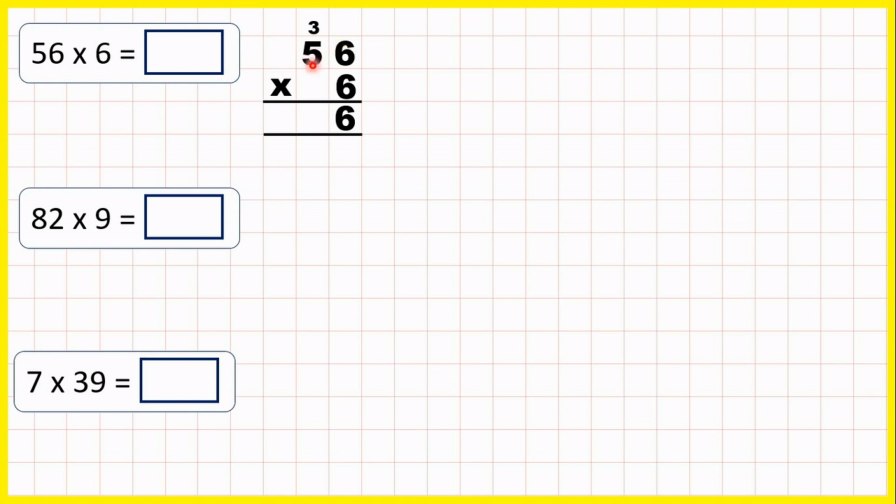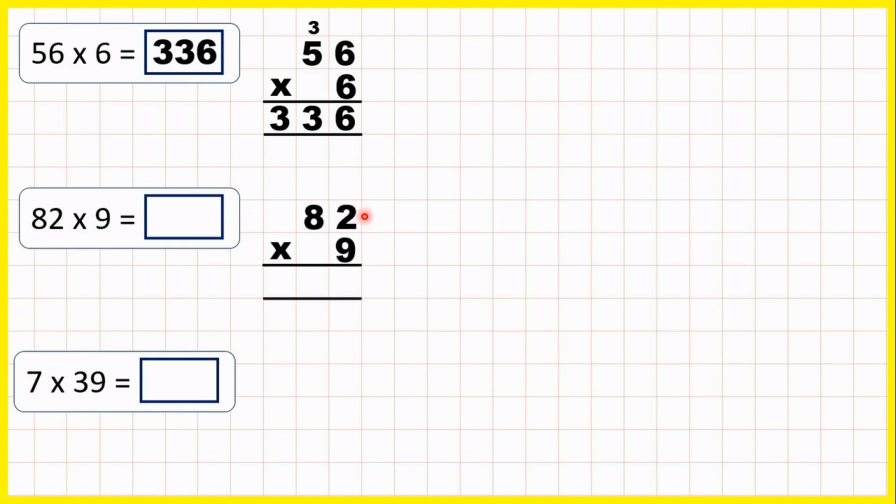Now we can move on to our tens digit, and 5 times 6 is 30, but we need to add what's on top. So 5 times 6 is 30, plus 3 is 33. And because we don't have any more digits to multiply, we can just write 33 in our answer line. So 56 times 6 is 336.